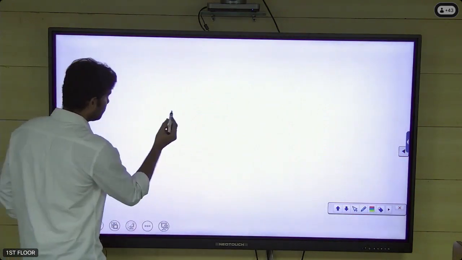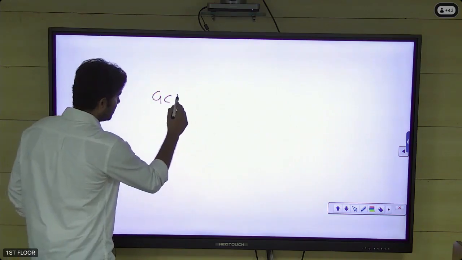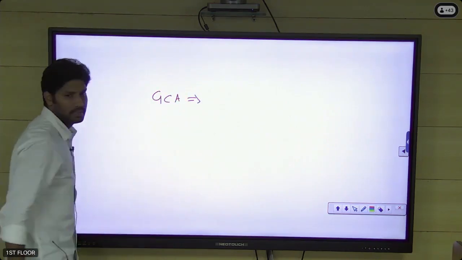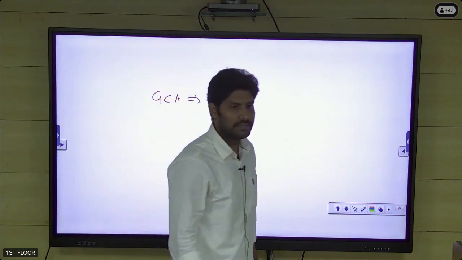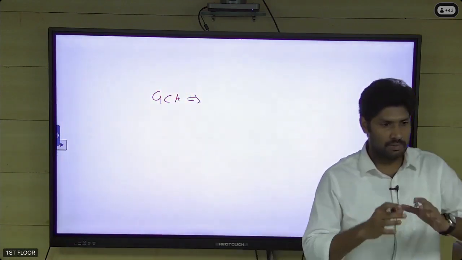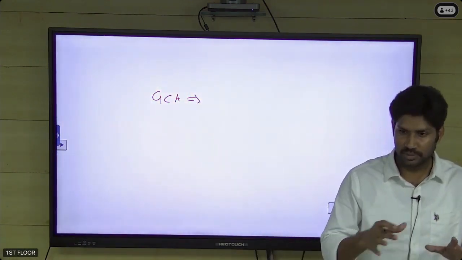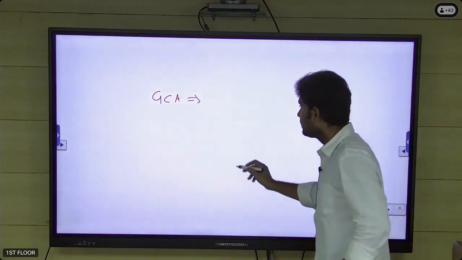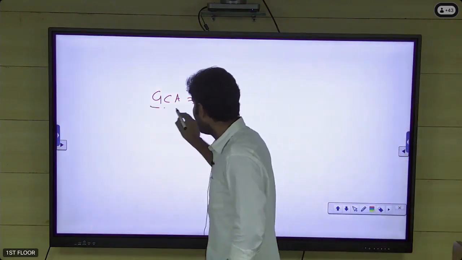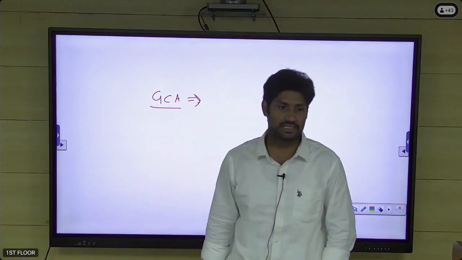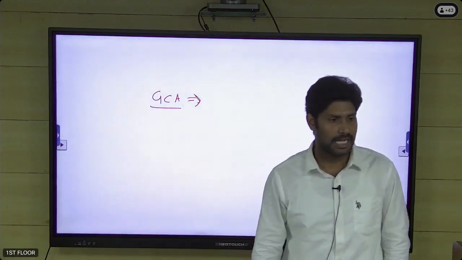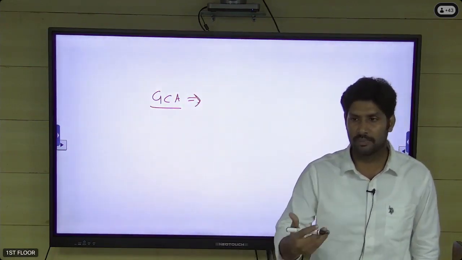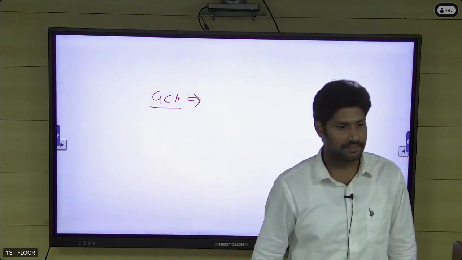So based on that, gross cropped area and net sown area. Net sown area is the total land available for cultivation. In a single year, how many times the land is put into cultivation, that is called the gross cropped area. How many times the land is utilized for crop cultivation is called the gross cropped area.